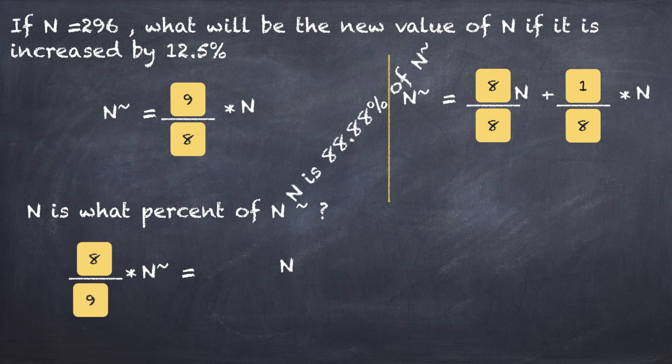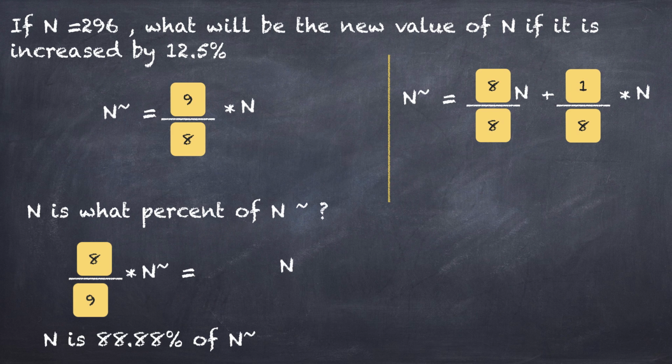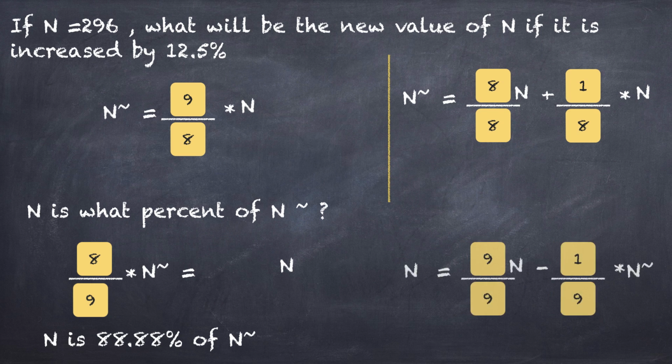1 by 9 is 11.11%. So 8 by 9 would be 88.88%. Or you can split the fraction, just the way you were adding two terms to get to a fraction. This time you split the fraction. Think of it as 9 by 9 minus 1 by 9. 9 by 9 is 100% and 1 by 9 is 11.11%. So n is 11.11% less than n dash. In this case, it should be 9 by 9 of n dash. That's an errata here.